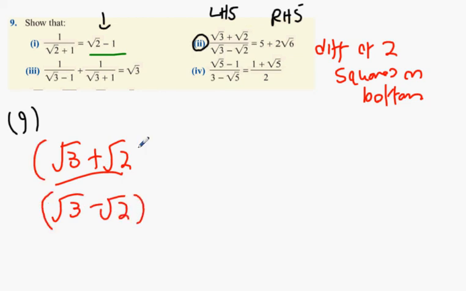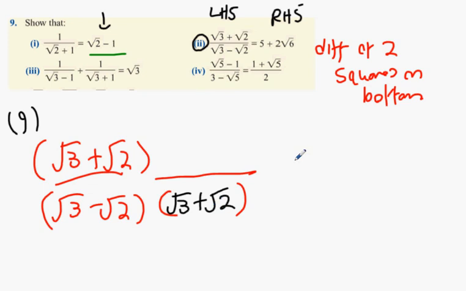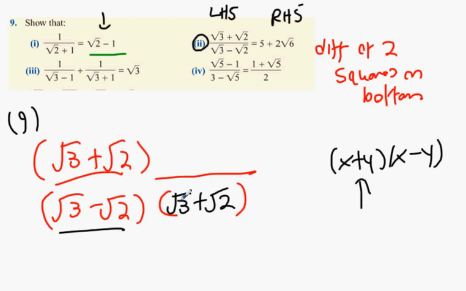Using the bottom one, what would be in the brackets here to make that the difference of two squares? Root 3 plus root 2. Does everybody know how Higgins got that? The difference of two squares is x plus y, x minus y. We currently have x minus y, therefore we must need x plus y. So root 3 plus root 2 for the second one. Whatever you do to the bottom, you must also do to the top.